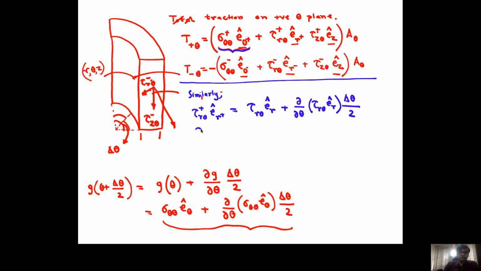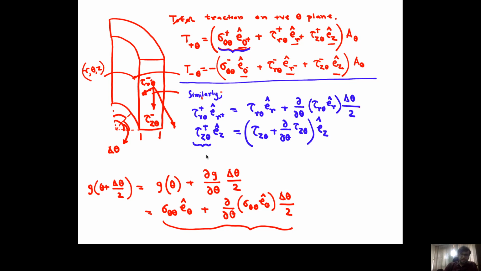And then there is tau z theta plus, and in this case, this e z is not a function of theta. So that is only e z. So the Taylor series expansion will only be carried out over this part, and that will give you tau z theta plus del by del theta of tau z theta, and this whole thing will be multiplied by e z hat. So these are the two additional terms.